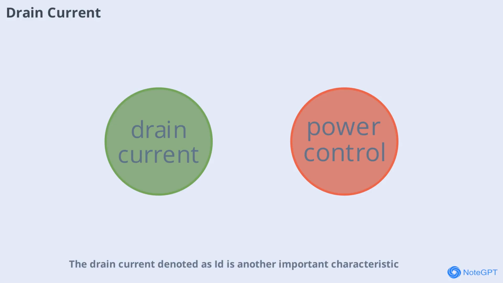Drain current, denoted as ID, is another important characteristic. It refers to the amount of current that flows from the drain to the source when the MOSFET is turned on. The drain current depends on the gate voltage, the channel length, and the channel width. Understanding how drain current behaves is essential for designing circuits that require precise control of power and signal amplification. This characteristic is often plotted in MOSFET datasheets to help engineers select the right device.